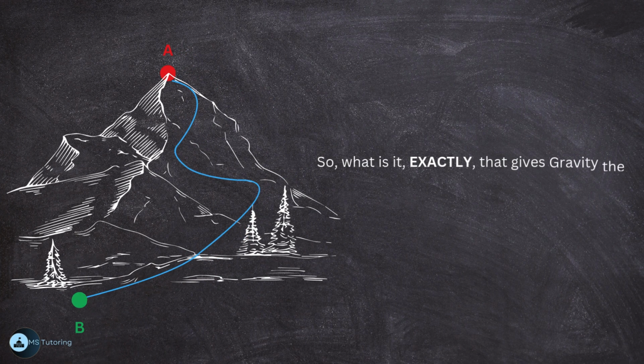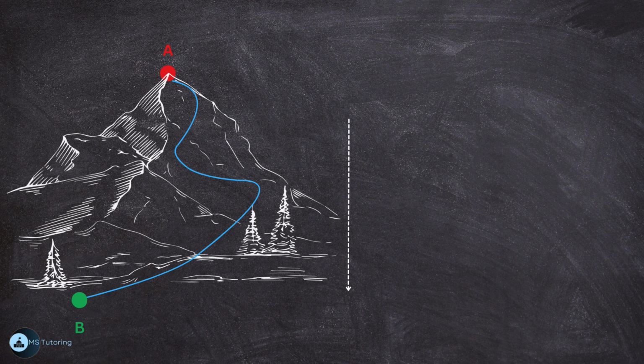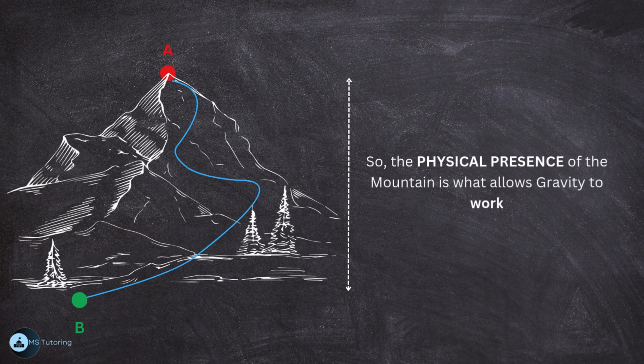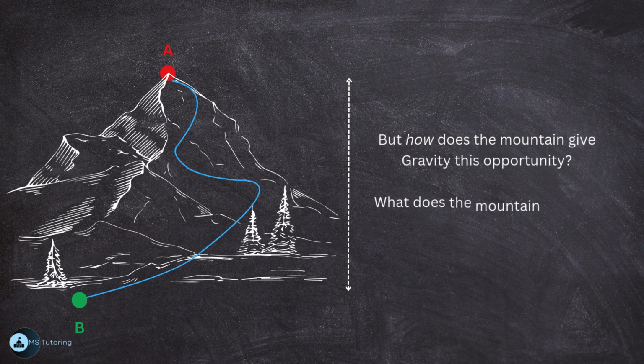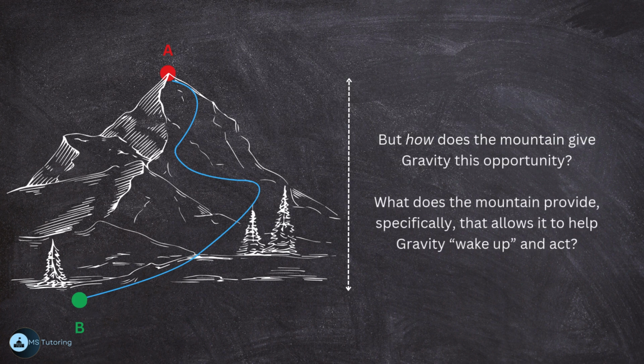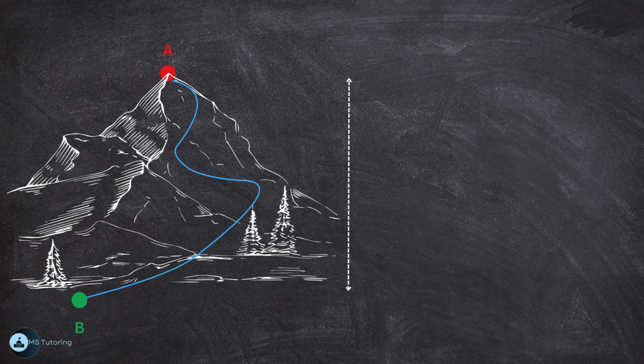So, what is it exactly that gives gravity the ability to pull the river water down? Well, if you look closely, you'll realize that the river can only flow because there's a mountain there, right? So the physical presence of the mountain is what is allowing gravity to do work in dragging the water downhill. But what is it about the mountain? What does it provide specifically that allows it to help gravity wake up and act? The key idea here is that the mountain provides a difference in height.